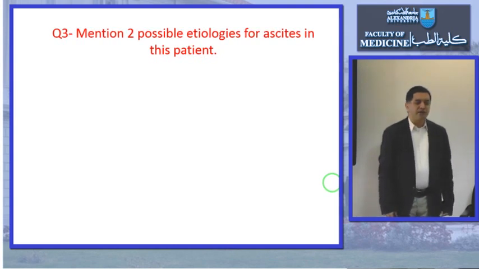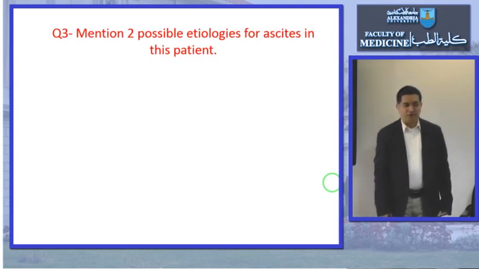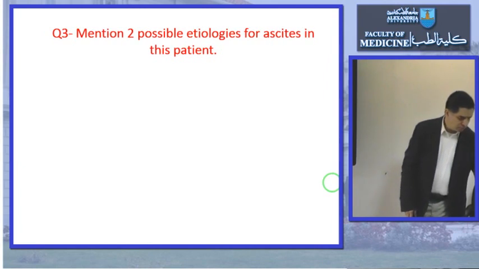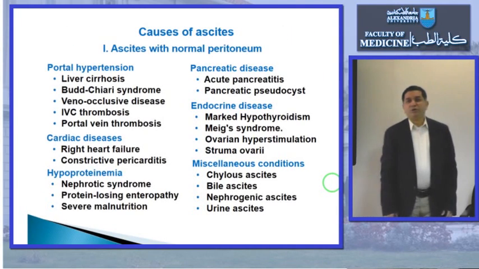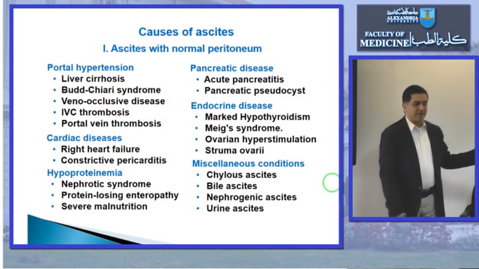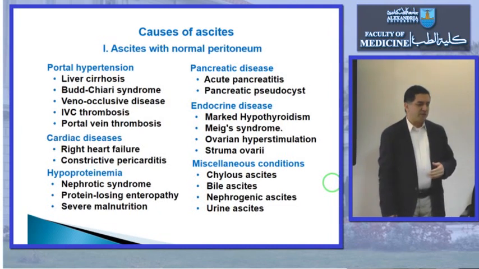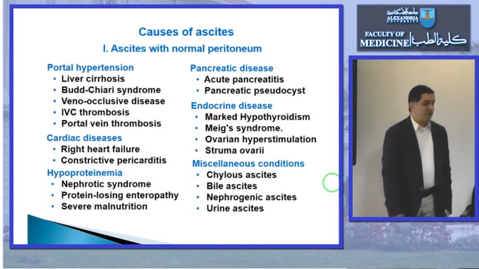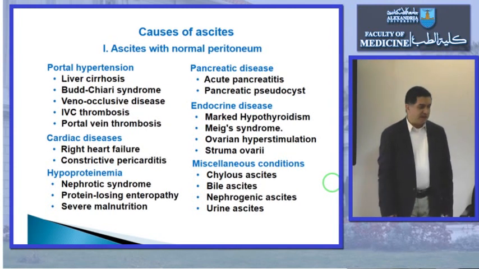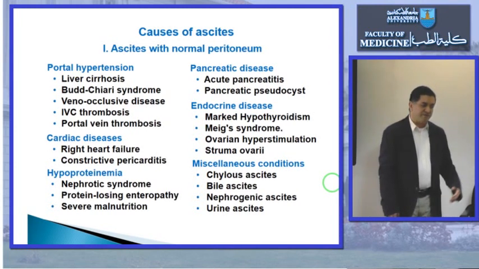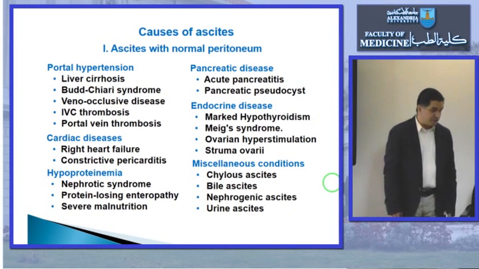Mention two possible etiologies for ascites in this patient. Actually, these are the causes of ascites. Ascites with normal peritoneum, including portal hypertension. The most important causes of portal hypertension are liver cirrhosis, Budd-Chiari syndrome, veno-occlusive disease, IVC thrombosis, portal vein thrombosis. Cardiac causes, right side heart failure, constrictive pericarditis. Hypoproteinemia by its different causes, nephrotic syndrome, protein-losing enteropathy, severe malnutrition.